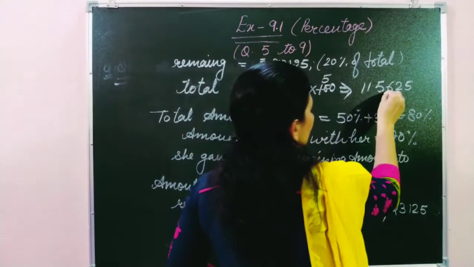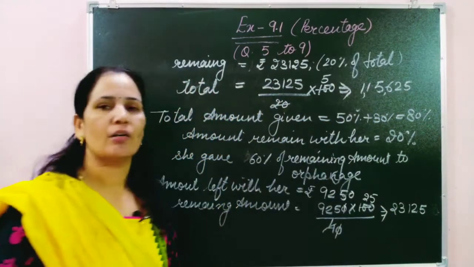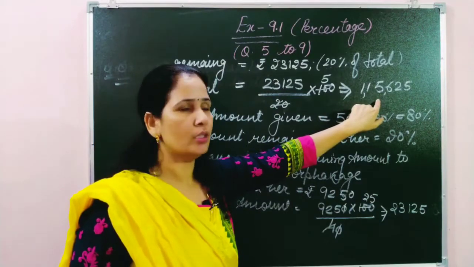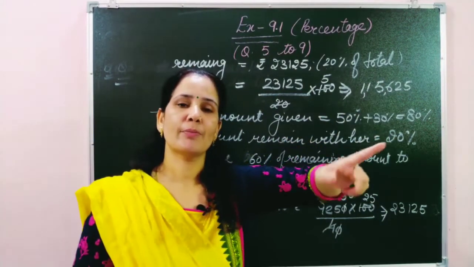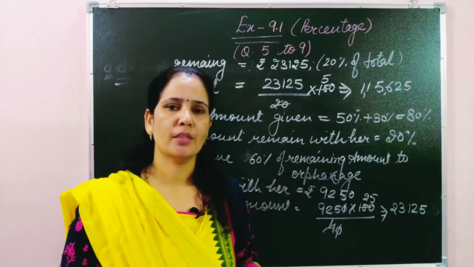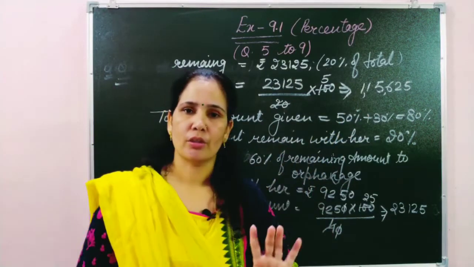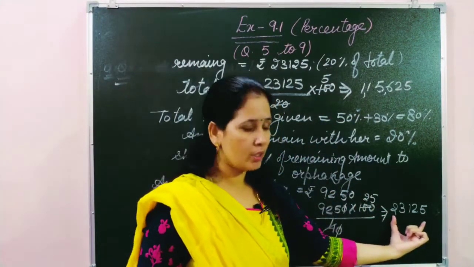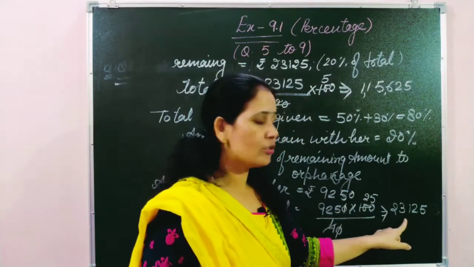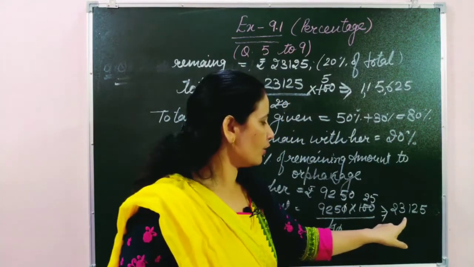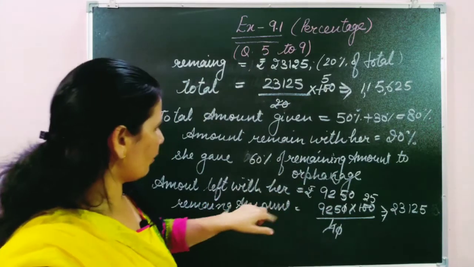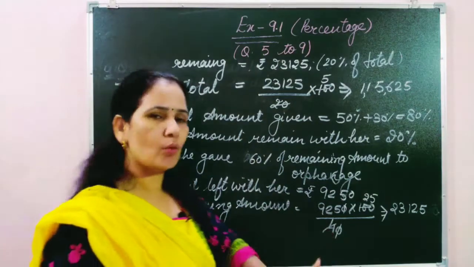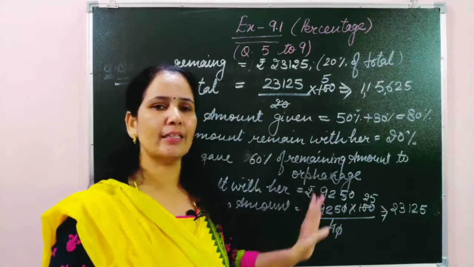Yes, this amount is 1,15,625. So that means Meenakshi had this much amount. Out of this, 50% was given to the daughter, 30% given to the son, and after that she remained with this much amount, and 60% of this amount she gave to the orphanage, and after giving to the orphanage she has the amount 9,250. Okay students, try to solve this question once by yourself, then you can easily get how I solved this one.